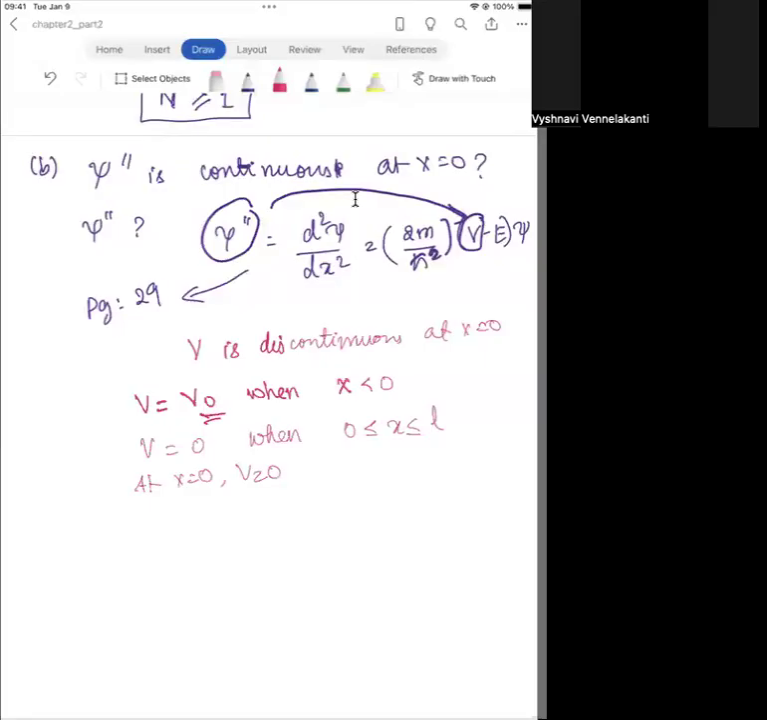And that means the second derivative of the wave function, which also has the potential term in it, is also going to be discontinuous at x equals 0. So the answer to the question, is the second derivative of psi continuous at x equals 0, is no. No, it's not.